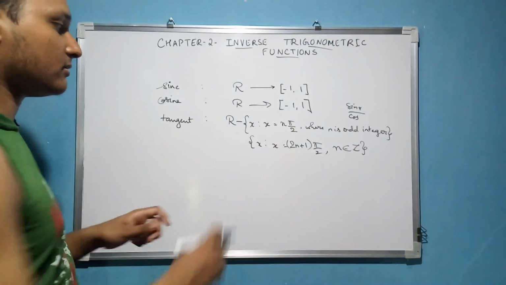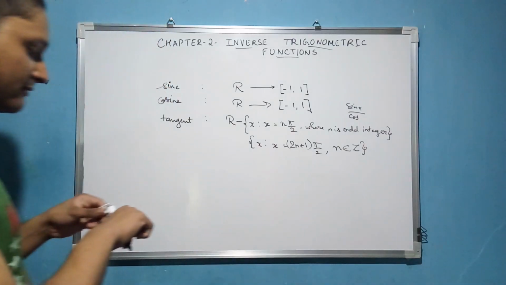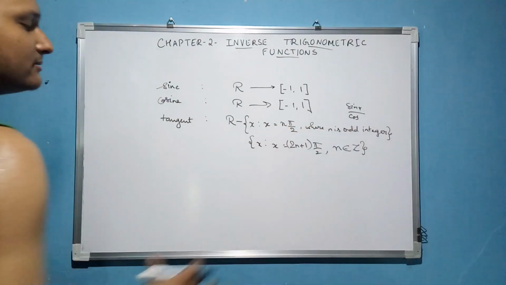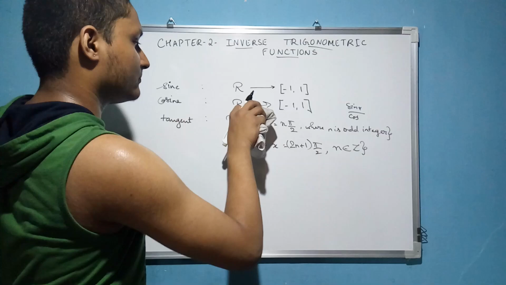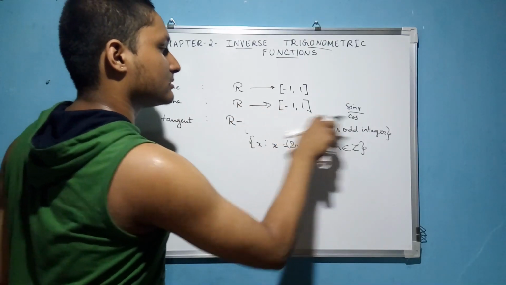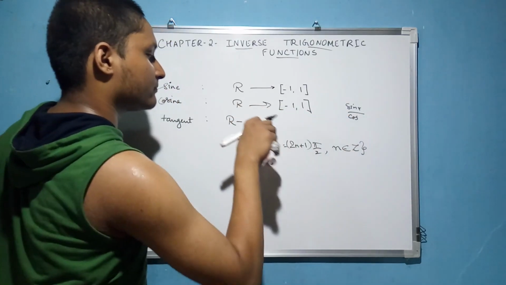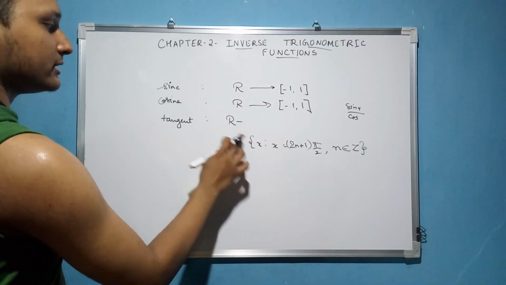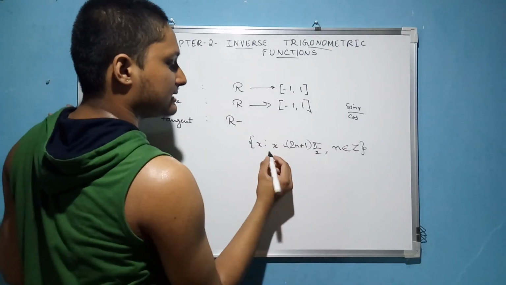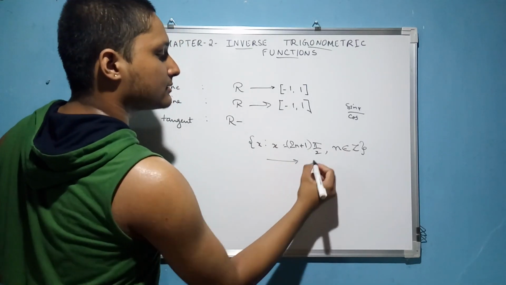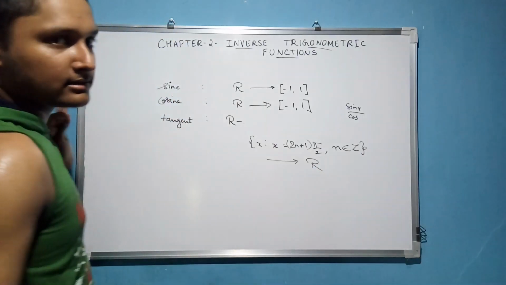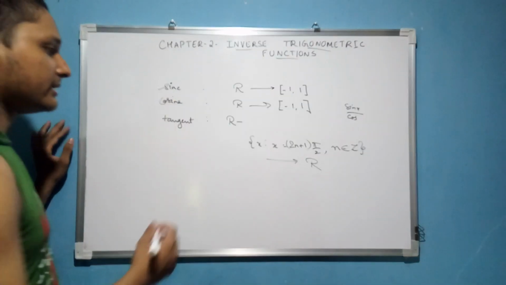This is the domain. This is a simpler one, I think. You can understand the other, but this is simpler to write. So it is R minus this set. This is the domain, and the range is the real numbers. It can cover all numbers there.